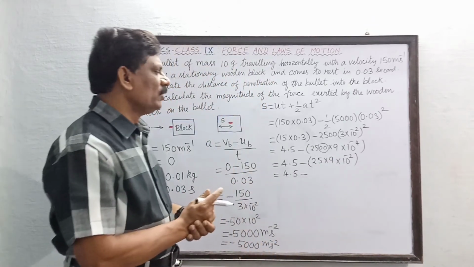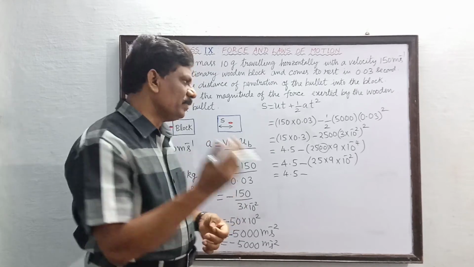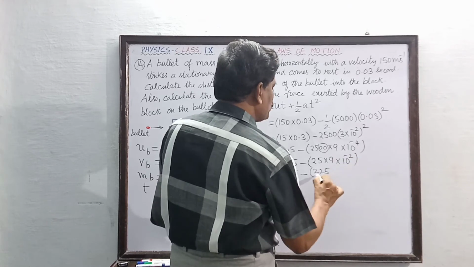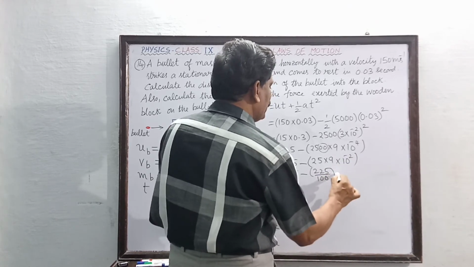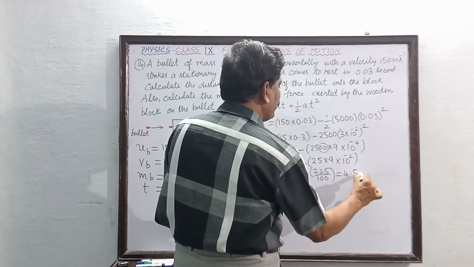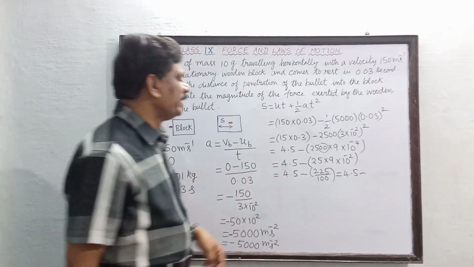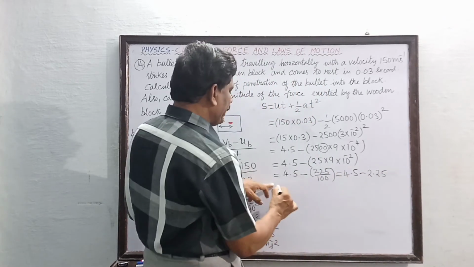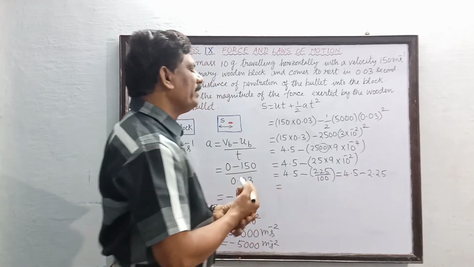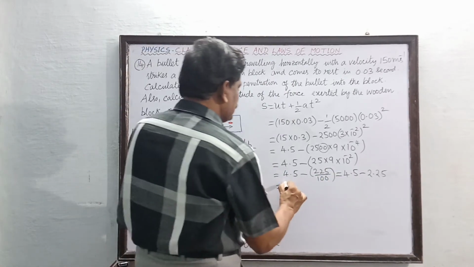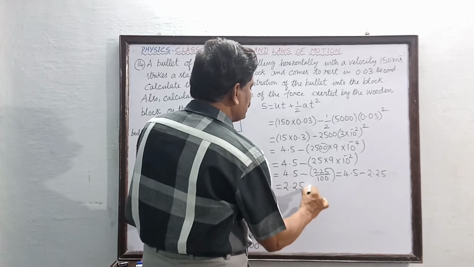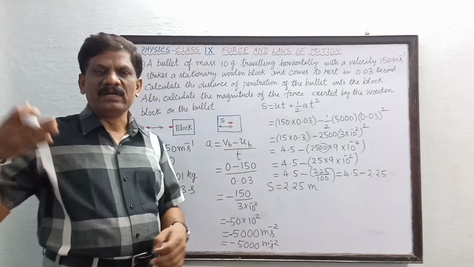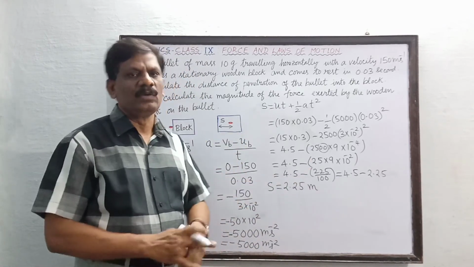So 25 into 8 is 200, so 25 into 9 must be 225. So this is 225 into 10 power minus 2, which is 225 divided by 100. Now this is 4.5 minus 2.25, which is again 2.25. So S is equal to 2.25 meter. It will travel through a distance of 2.25 meter inside the wooden block.